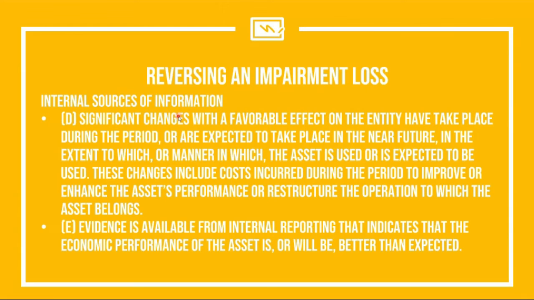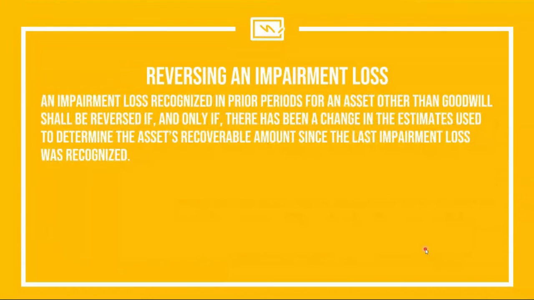For internal sources, as you can see, these are just reversals of the indicators of impairment. Significant changes with favorable effect, again pertaining to performance of the asset or intentions of management on its use, etc. And evidence available from internal reporting that indicates that the economic performance of the asset is better than expected. So if these exist, then we can reassess the recoverable amount of the asset and determine if reversal of impairment loss is necessary.